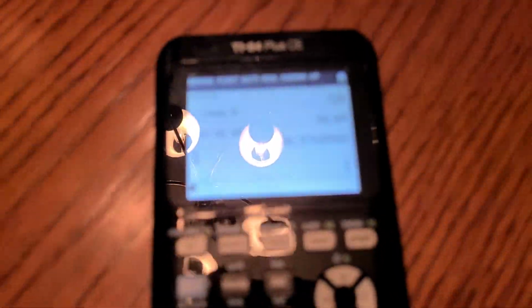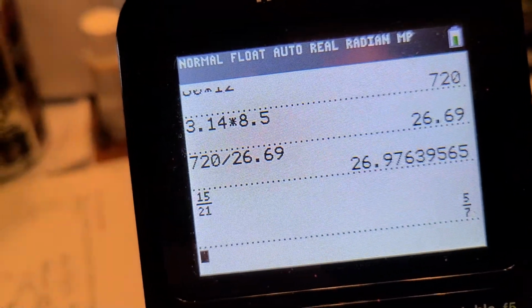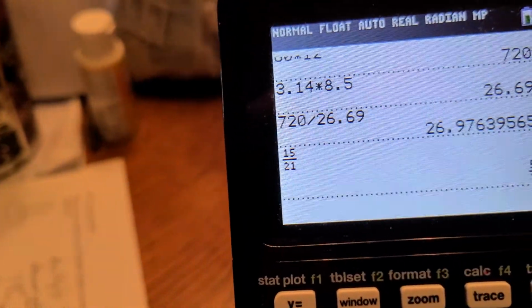It's hard to see here. All right, so there you go. 15 over 21 would reduce to 5 over 7. So your calculator will do that.